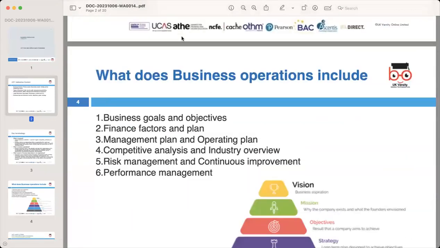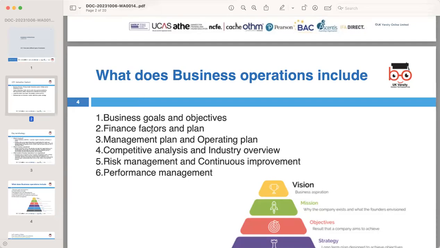Next one is, what does business operations include? Any comments on this? Okay, so business operations encompass a wide range of elements and considerations, including business goals and objectives, finance factors and plans, management plan and operating plan, competitive analysis and industry overview, risk management and continuous improvement, and performance management.